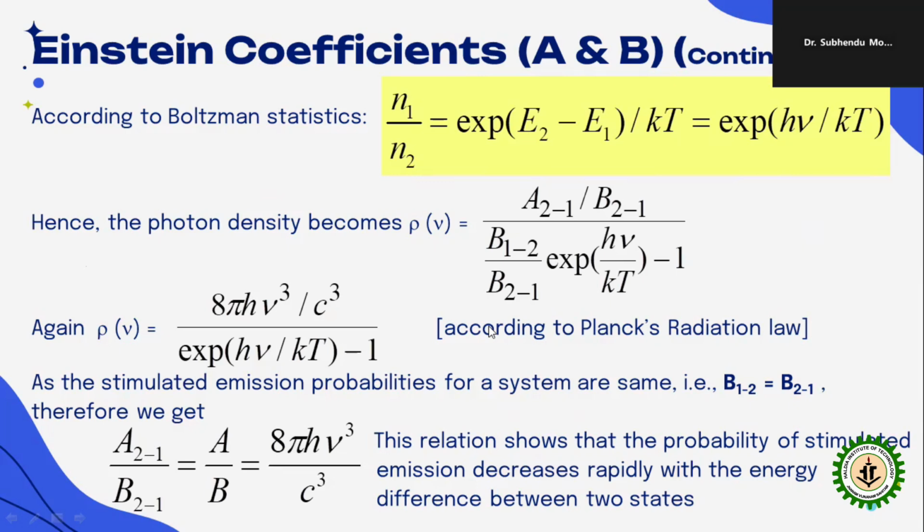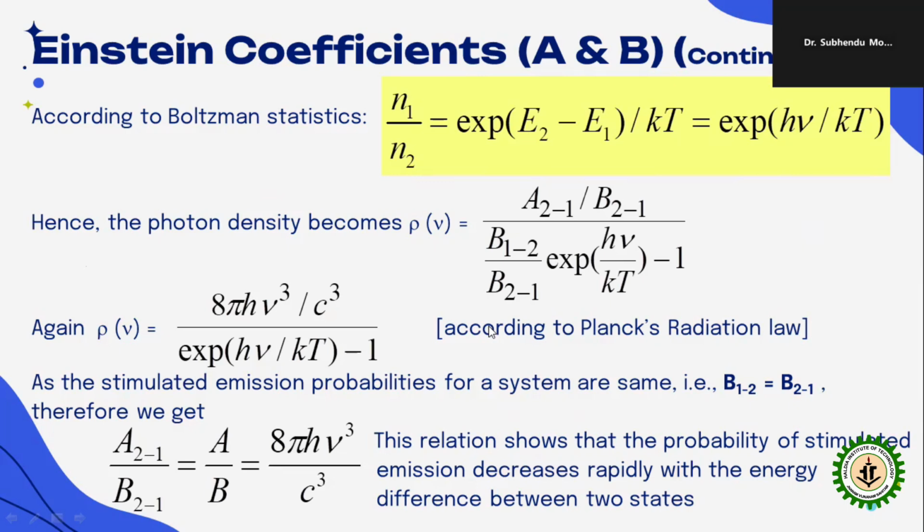And we know that from Planck's theory of radiation, black body radiation, the photon density in an equilibrium condition is given by rho nu is equal to 8 pi h nu cube by c cube divided by exponential h nu by kT minus 1. So here we see there is a similarity between the two photon densities, and we compare these two equations.